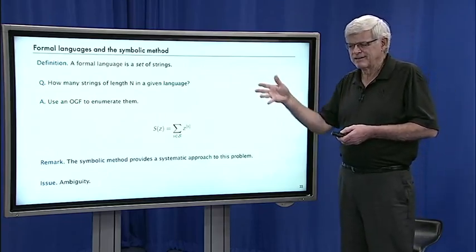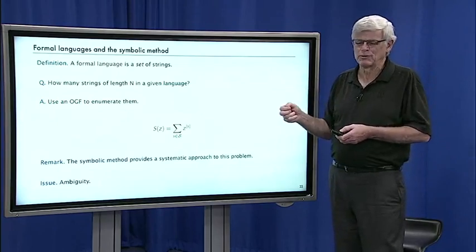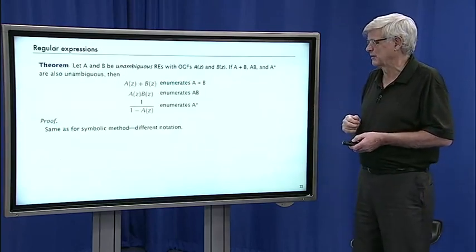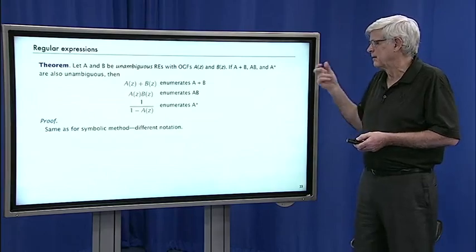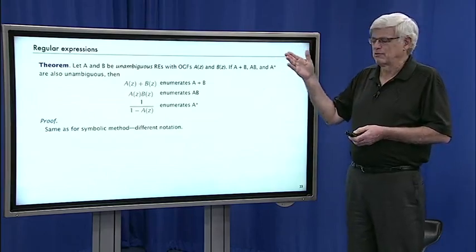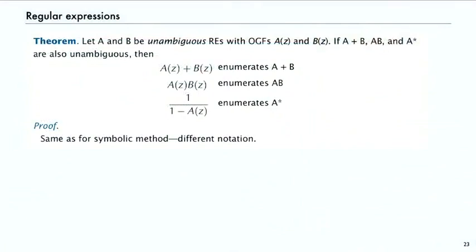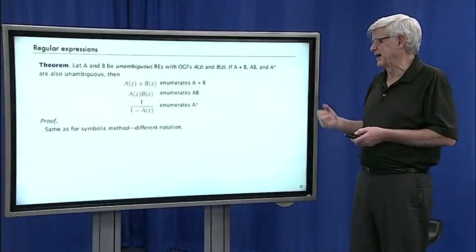Now, without getting into the details of the study of ambiguity in formal languages, I'm just going to give some examples. Let's look at regular expressions. A regular expression uses the concatenation, the or, or the star operation to specify a formal language. If you're not familiar with regular expressions, go read up on them and then come back to this.